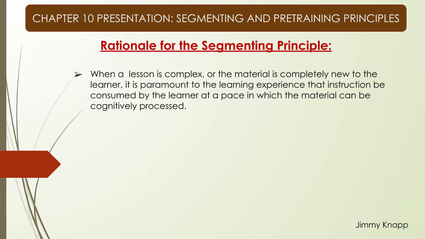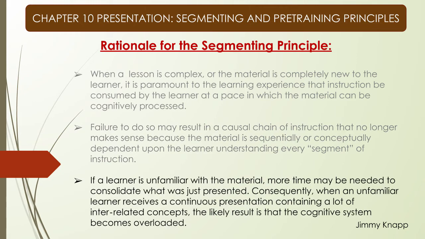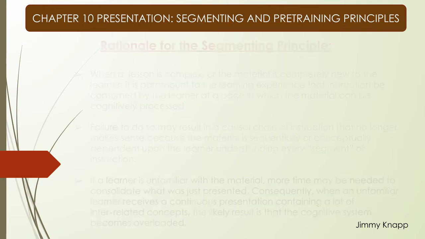When a lesson is complex, or the material is completely new to the learner, it is paramount to the learning experience that instruction be consumed by the learner at a pace in which the material can be cognitively processed. Failure to do so may result in a causal chain of instruction that no longer makes sense, because the material is sequentially or conceptually dependent upon the learner understanding every segment of instruction. If a learner is unfamiliar with the material, more time may be needed to consolidate what was just presented. Consequently, when an unfamiliar learner receives a continuous presentation containing a lot of interrelated concepts, the likely result is that the cognitive system becomes overloaded.